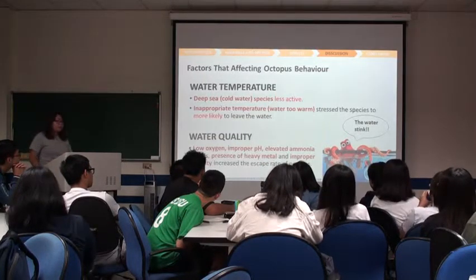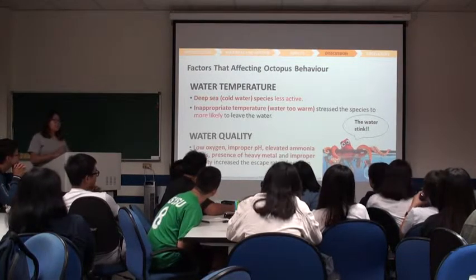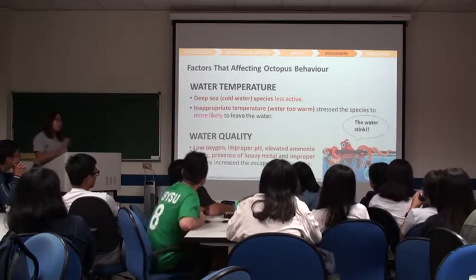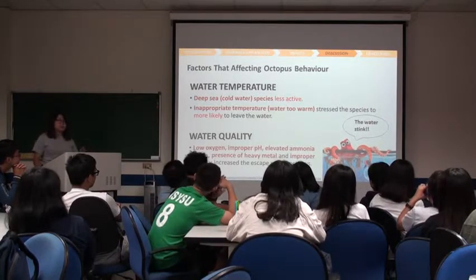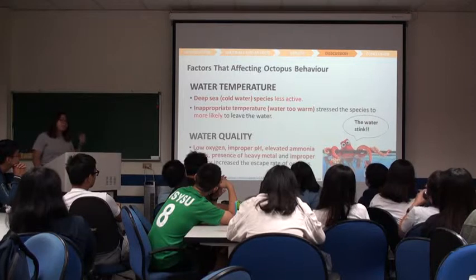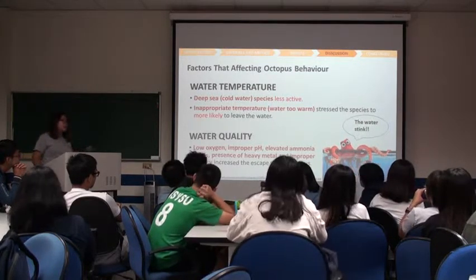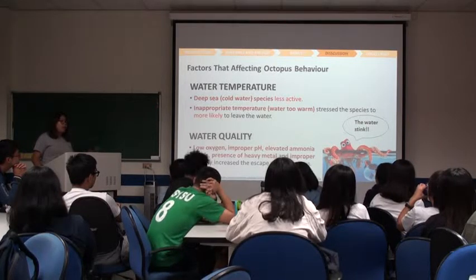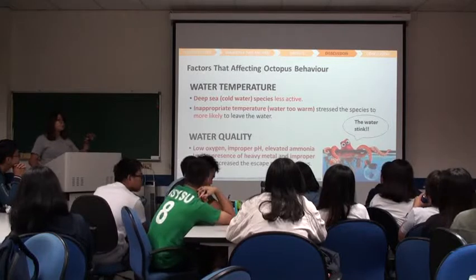For the temperature, deep sea species are less active. But if the water is too warm, this will stress the species and make them more likely to leave the water. It is very common, like us, if the water is too hot, we will get out of the water. So an inappropriate temperature is not suitable for the octopus to stay in.